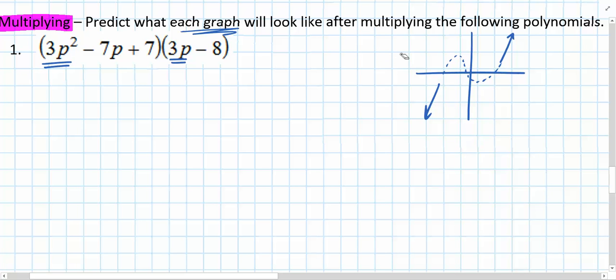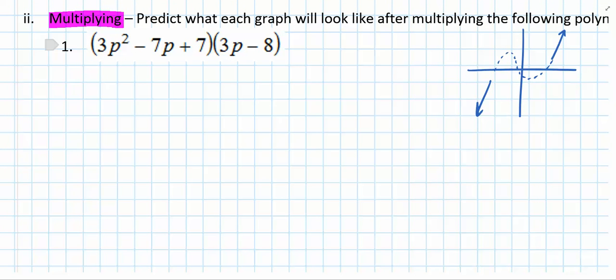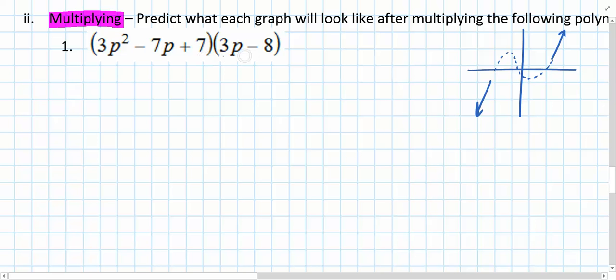So I'm going to erase this. I'll leave my guess in place, but I'll erase that work there. And I'll remind you at this point that in order to multiply polynomials that are bigger than binomials, we should use the table method. So along the top edge of the table, I might write 3p squared minus 7p plus 7. And then down along the left edge, I'll write 3p and a negative 8 for the subtraction of 8 here.